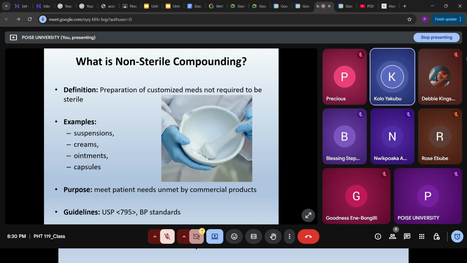Has anyone here ever encountered a medicine that had to be prepared specifically for a patient? Has anyone had that experience? Any medicine that was prepared specifically for a patient? Have you come across that? Anyone? Of course, not the pharmacist in the call I'm seeing. Anyone, have you come across a medication that had to be prepared for someone who is ill in the hospital or at home? None. Okay, so let me continue.